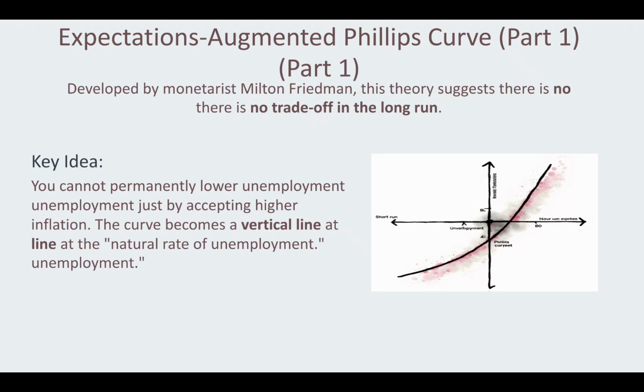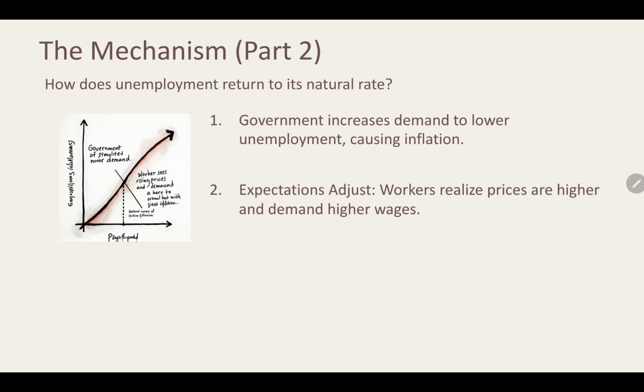Expectations and the augmented Phillips curve, developed by monetarists. This theory suggests there is no trade-off in the long run. Key idea: you cannot permanently lower unemployment just by accepting higher inflation. The curve becomes a vertical line at the natural rate of unemployment. So how does unemployment return to the natural rate? Government increases demand to lower unemployment, causing inflation. So workers realize prices are higher and demand higher wages.